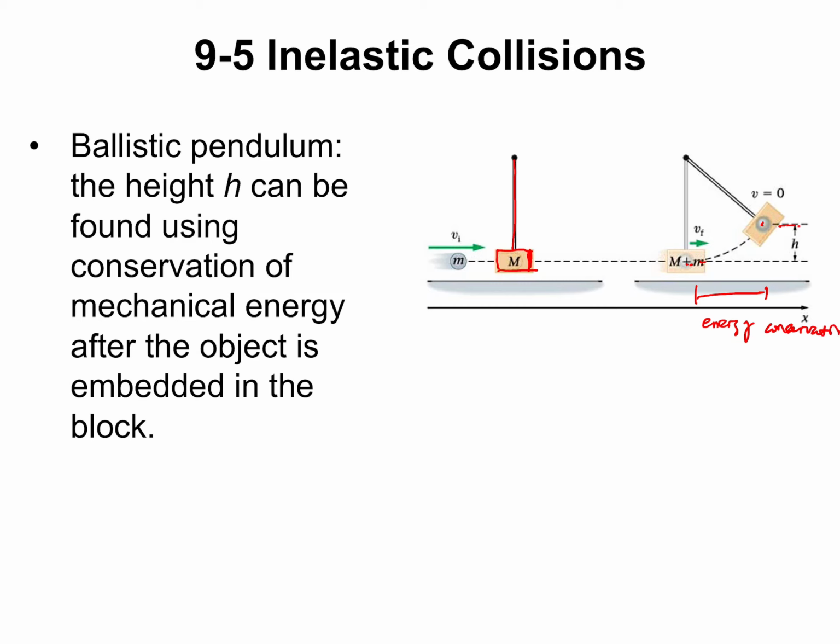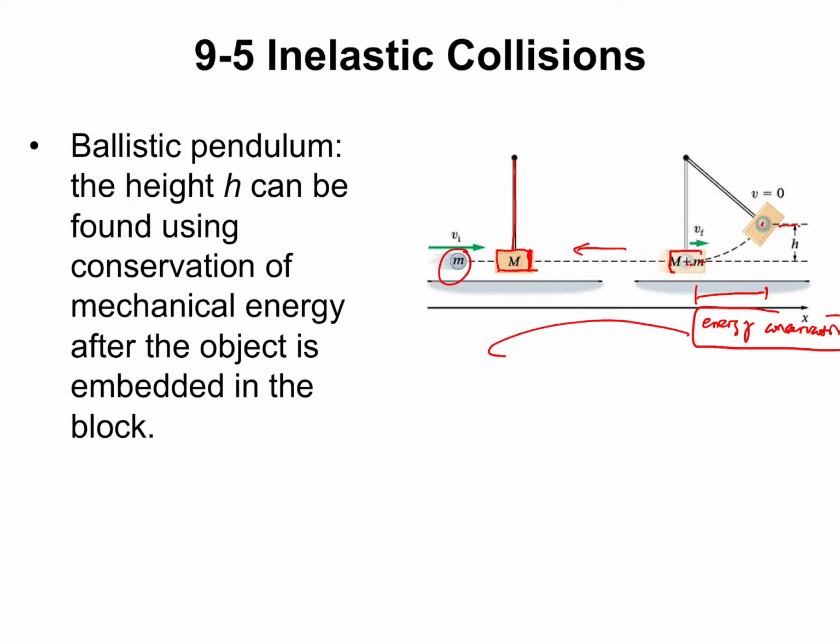Okay, and then from energy conservation, we can figure out the final velocity, and from the final velocity, you can figure out the initial velocity. So this is actually a method to measure the speed of a bullet. So how do we use energy conservation?